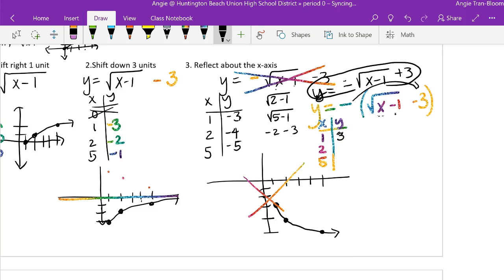Okay, 2 minus 1 is 1. Square root of 1 is still 1. Times the negative in front is now negative 1. Negative 1 plus 3 is now positive 2. Okay, 5 minus 1 is 4. Square root of 4 is 2. 2 times the negative 1 in the front is negative 2. Negative 2 plus 3 is now 1.